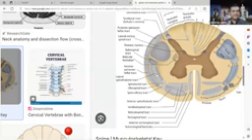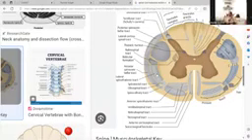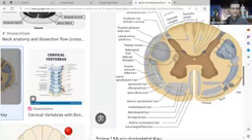Now the motor or descending tracts, on the next page. These are of two types: pyramidal tracts and extrapyramidal tracts. The pyramidal tracts are also called the corticospinal tracts. The fibers of these tracts are the axons of pyramidal shaped nerve cells situated in the cerebral cortex, which go down to the spinal cord through the midbrain, pons, and medulla.